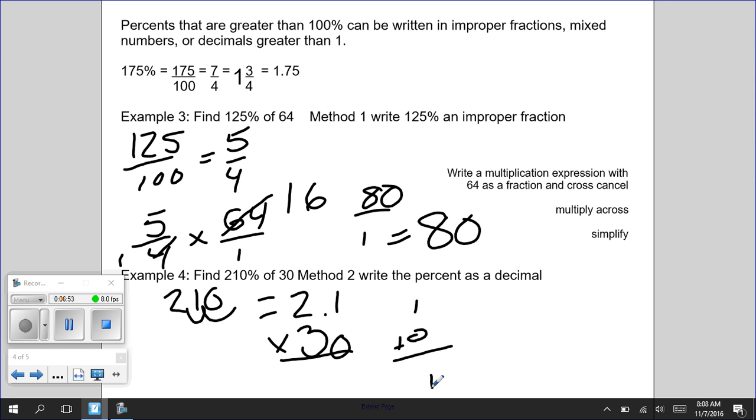1 times 0 is 0. 0 times 2 is 0. New placeholder. 3 times 1 is 3. 3 times 2 is 6. Move that decimal back in one place, and you end up with an answer of 63.